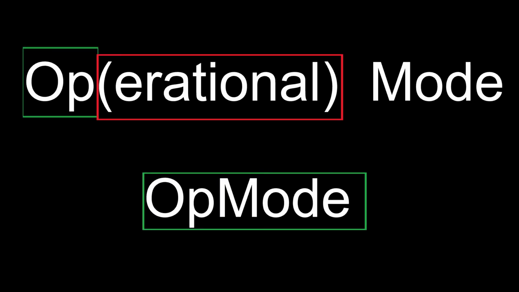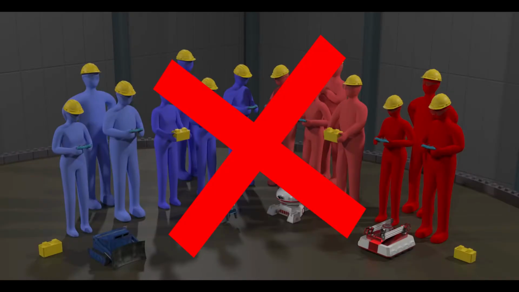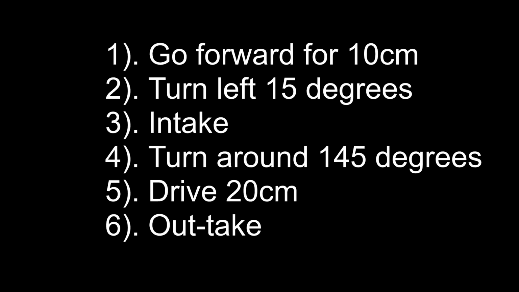OpMode stands for Operational Mode. It is the code that runs when you start your program from your driver station phone. There are two distinct types of OpModes. The two types of OpModes are Autonomous and Teleop, sometimes called Teleoperated. They mimic the two stages present in an FTC game. The autonomous period lasts for the first 30 seconds of the game. During this time, robots must maneuver without any driver assistance, based on pre-programmed instructions.